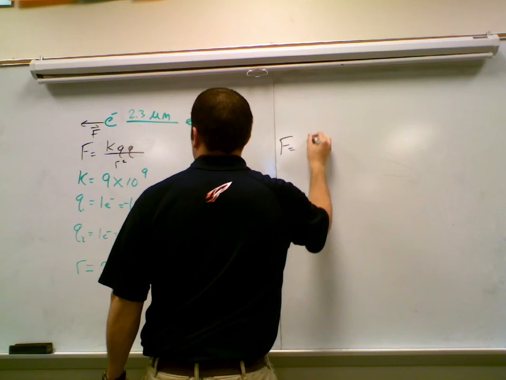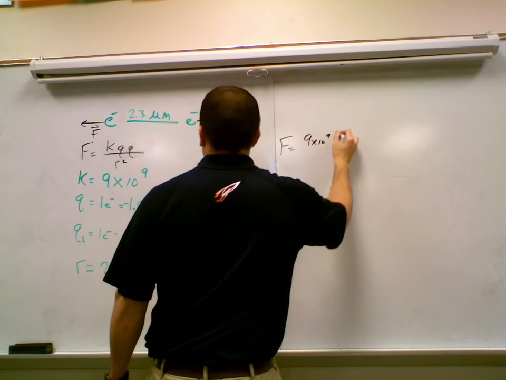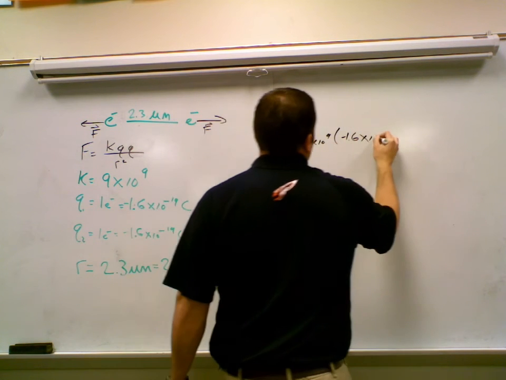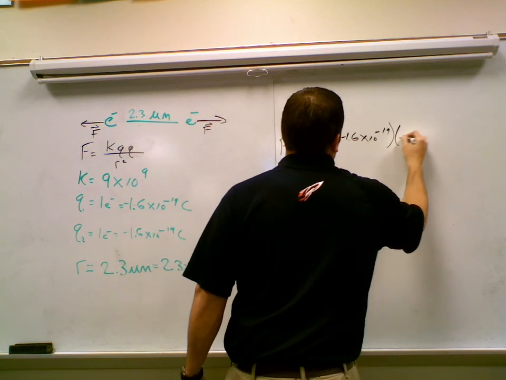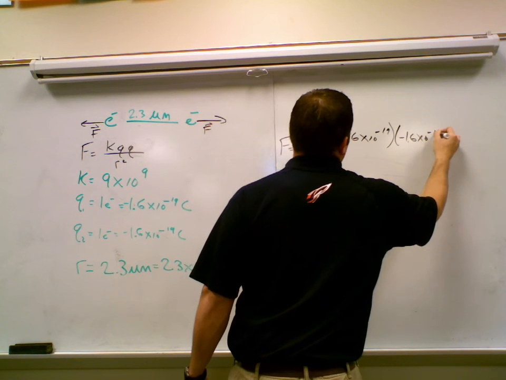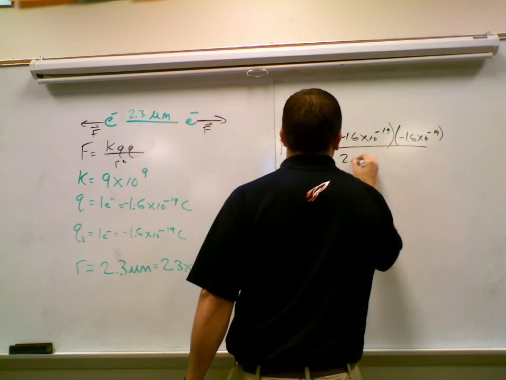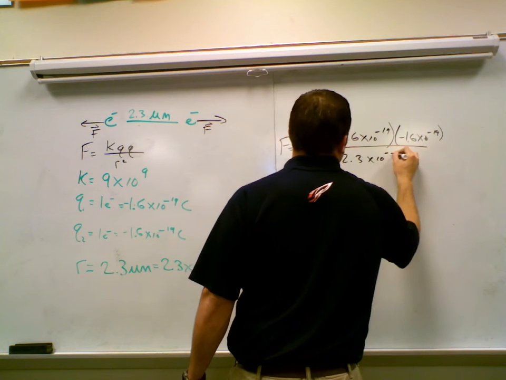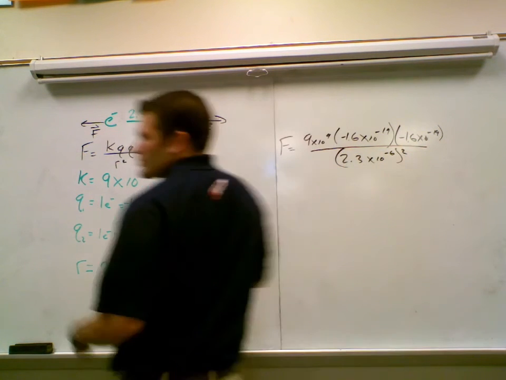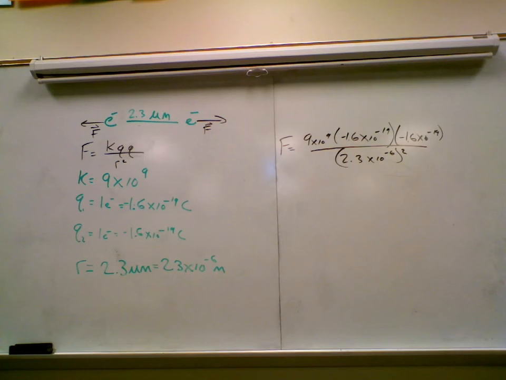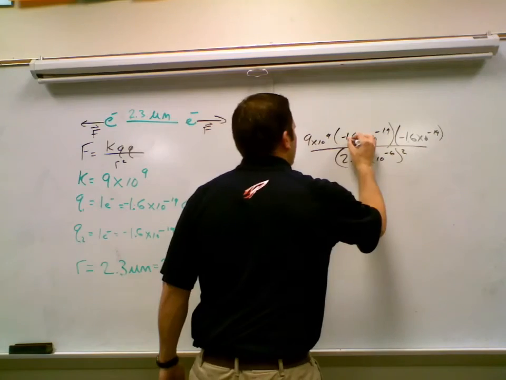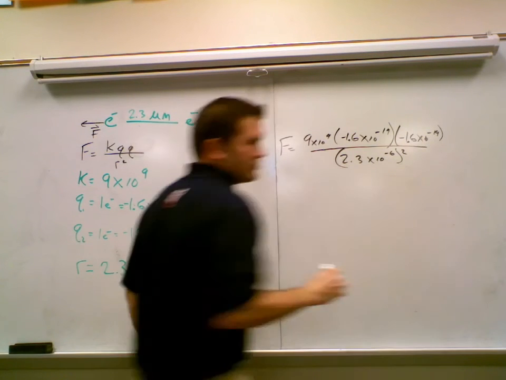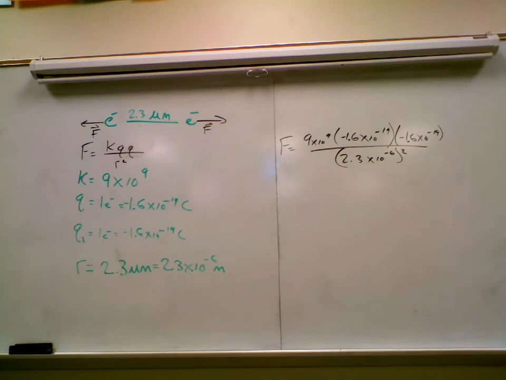So F equals 9 times 10 to the 9th times negative 1.6 times 10 to the negative 19 times negative 1.6 times 10 to the negative 19, all over 2.3 times 10 to the negative 6 squared. Now you could put negative 1.6 times 10 to the negative 19 squared if you want to. I am not going to do that because I'd hate to have you look back at your notes and think you just square one charge and that's how you find the force. You do not square one charge. But in this case it would work because the charges are identical.